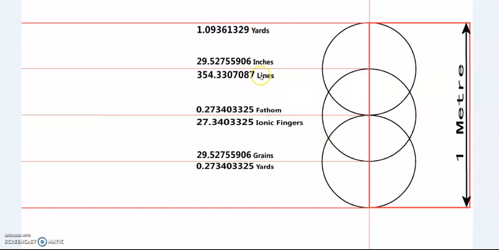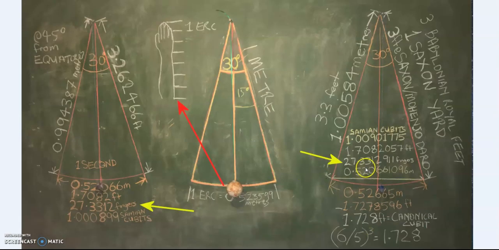So all of these that I have here are what you call modern English imperial, with the exception of Ionic fingers. It just so happens that the Ionic scale is an ancient unit used at least in ancient Greece. I would say even earlier connections, but you'll notice that 50 centimeters, or 0.2734, exactly the same number, just shifting the decimal place, appears again. Now I'll bring back as a reminder the pendulum and how 27.33 English fingers is essentially 1 Samian cubit.